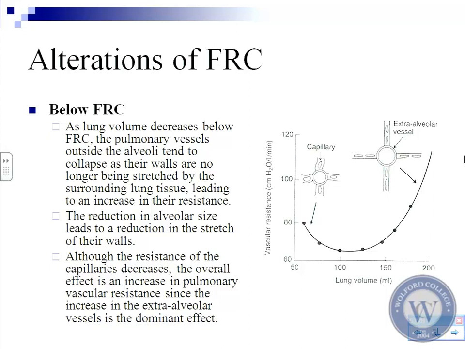So in other words, as lung volumes decrease below FRC, the pulmonary vessels outside the alveoli tend to collapse and their walls are no longer being stretched. The reduction in alveolar size leads to a reduction in stretch on their walls. And although resistance of the capillaries decreases, the overall effect is an increase in pulmonary vascular resistance, since the increase in the extra-alveolar vessel is a dominant effect. So that's what you end up seeing. You still see an increase in resistance, but it's not as radical as over-distension.